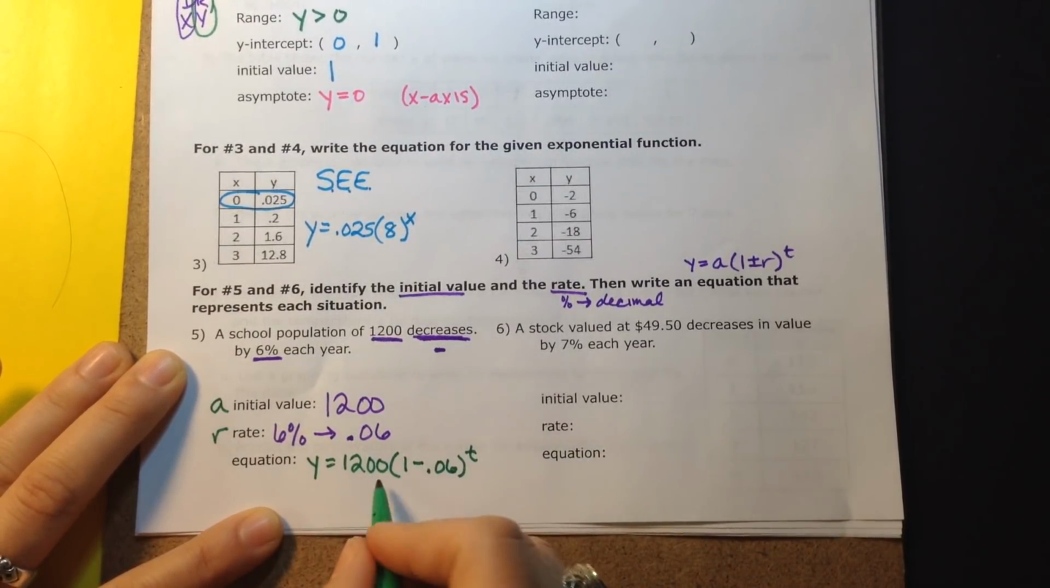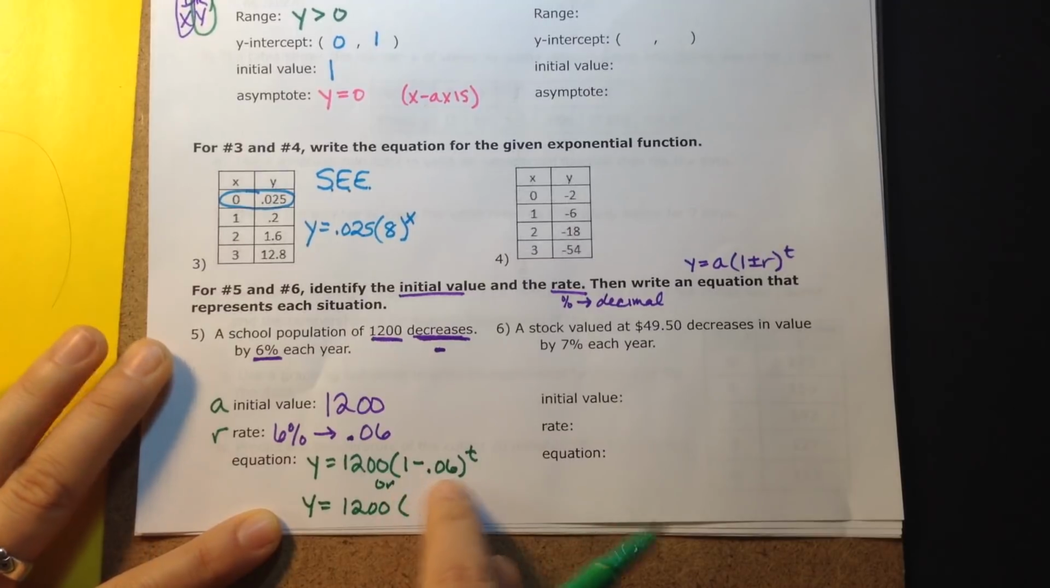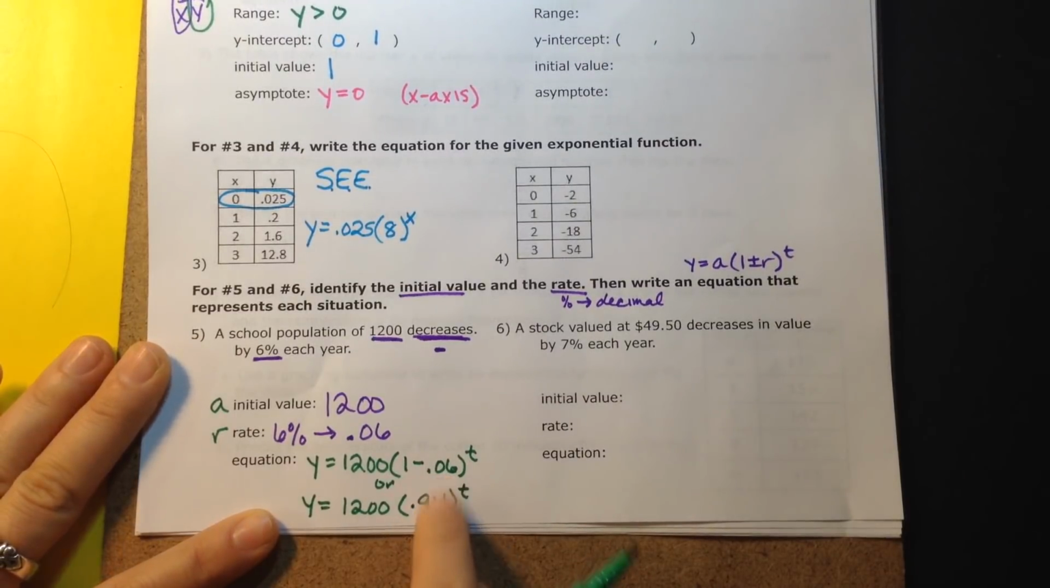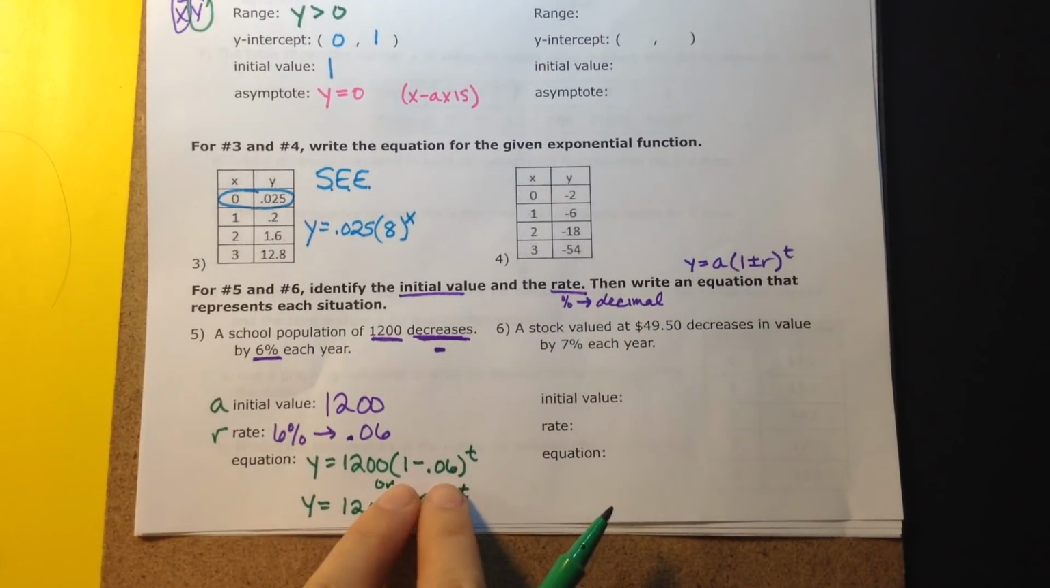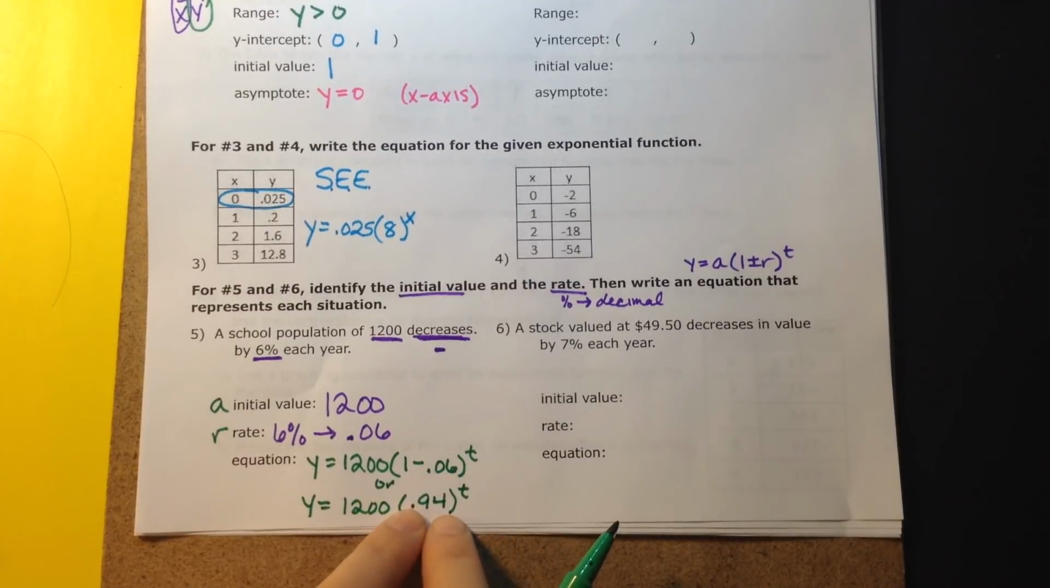That is an okay answer, but your answer choices may also look like the simplified version, where you actually do 1 minus 0.06 in your brain or in your calculator to get 0.94 raised to the t power. Those are literally the same equation. One is expanded so you can see the subtraction sign and the rate. One is condensed so you just have a factor, like a regular exponential function.